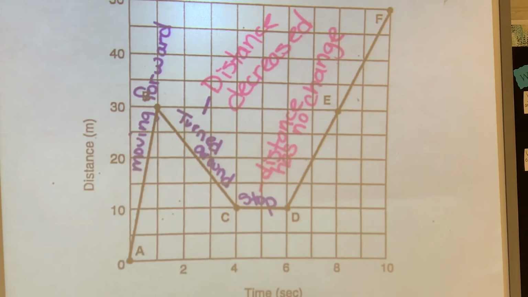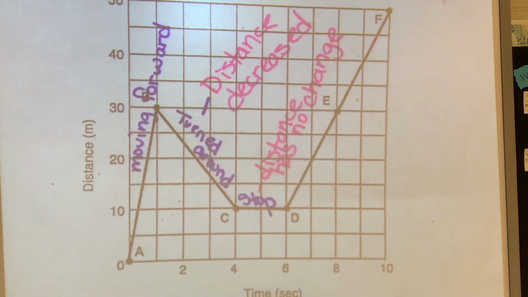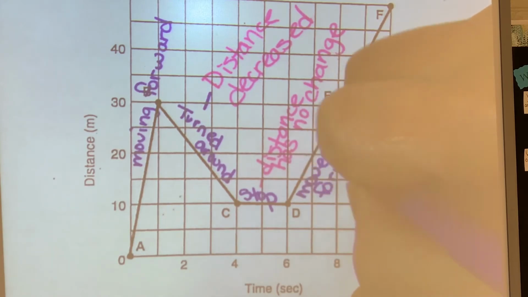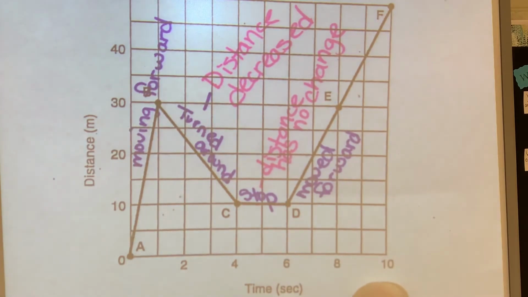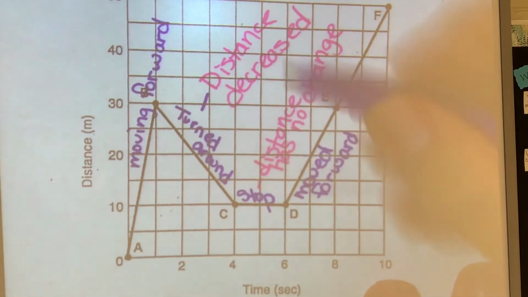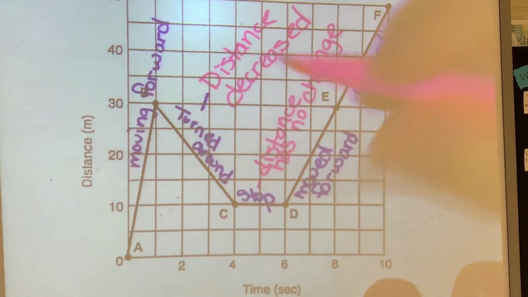All right. Then all of a sudden at 6 seconds at point D, I decided, well, crumb, I need to get back up to 30. So I started to go forward again. So I moved forward, and the way I know I moved forward is my distance increased. And then at 8 seconds, I went even farther. I kept going for another 2 seconds. So I know that I moved forward here also, the same way I know I moved forward: my distance again increased.